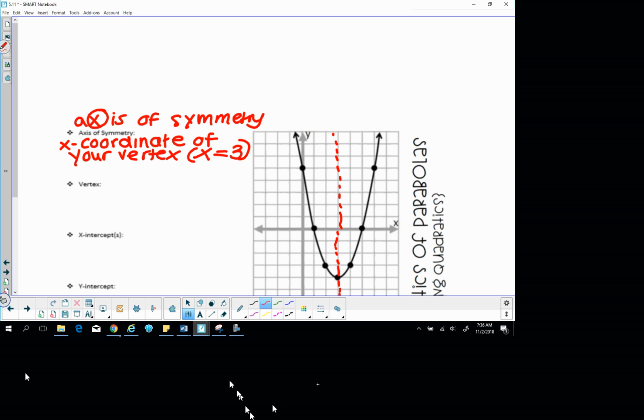It's the middle. So it's like whatever makes it symmetrical, so it's equal on both sides. Just like if I were to cut your body in half, that sounds gruesome, but it would be symmetrical on each side. It also should be right where that bottom is. The next one is your vertex. And so your vertex is your highest or lowest point of your parabola.